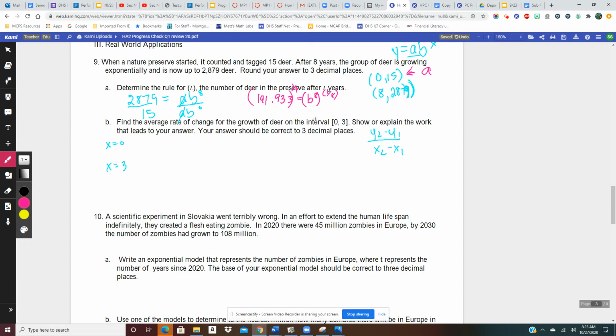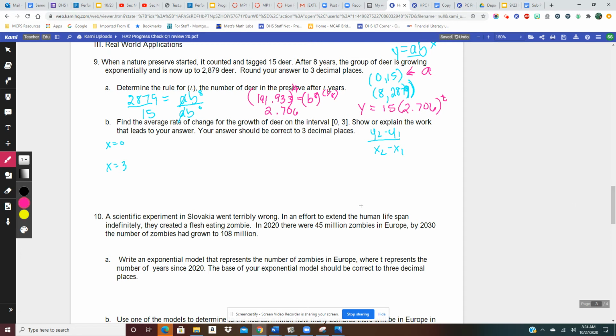Let me try that again. Exponent, parentheses, 1/8, 2.706. Okay, so that's 3 decimal places. 2.706 is my b value. So my final answer, putting the a and b in: y equals 15, my a, times 2.706 to the t, or x. I'm going to use t here because it's time after t years.